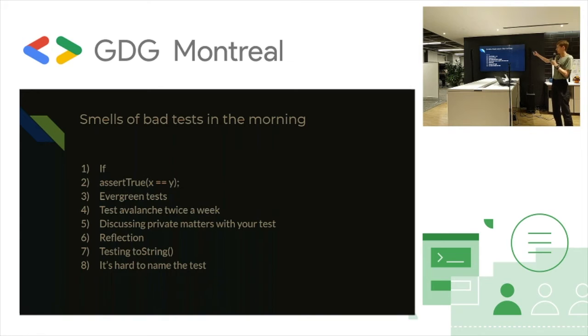Assert true thing is more about how JUnit works, because when you do assert true and you try to compare 2 values, say int values, in this case you will either get that it was true or it was false. It's way better to use assert equals x, y, and you will see the output in a more readable way. Evergreen tests: you make changes to your code and tests still pass. You make more changes, tests pass, and so on, so on, so on, means the test does not test anything.